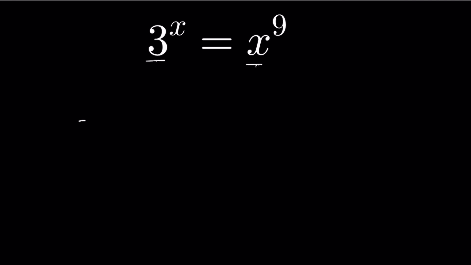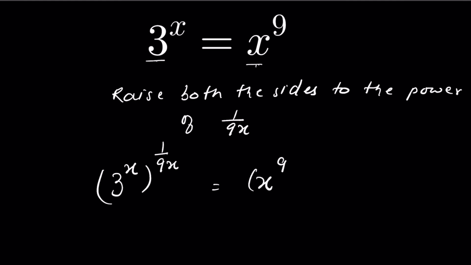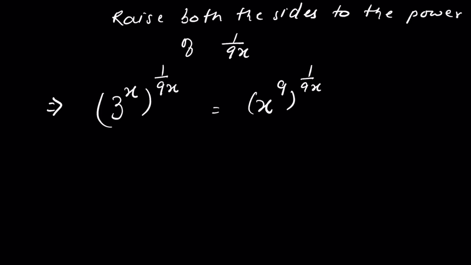For that, let's raise both the sides to the power of 1 upon 9x. So it will be 3 raised to the power x, whole raised to the power of 1 upon 9x, is equal to x raised to the power 9, then whole raised to the power 1 upon 9x. Now there is an identity. If a raised to the power m, whole raised to the power n, this is equal to a raised to the power m times n.